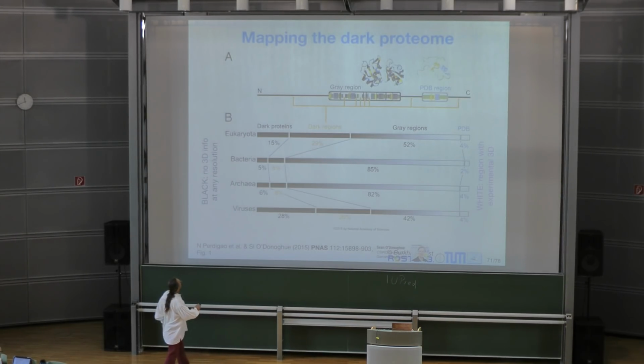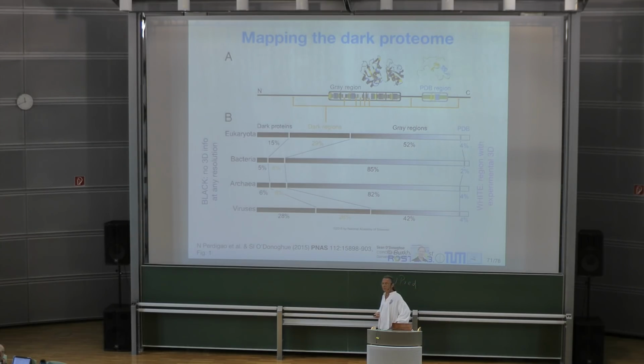And the answer for eukaryotes, bacteria, archaea, viruses is that there are about 15% dark proteins, an additional roughly 30% of proteins with dark regions, and then there's gray, where gray means I can build models, and then there is the portion where I really have structures.